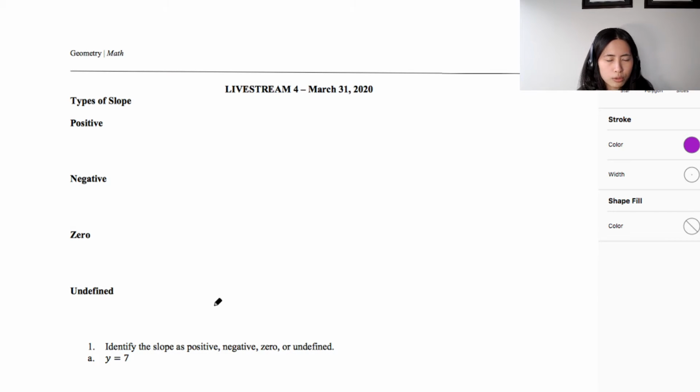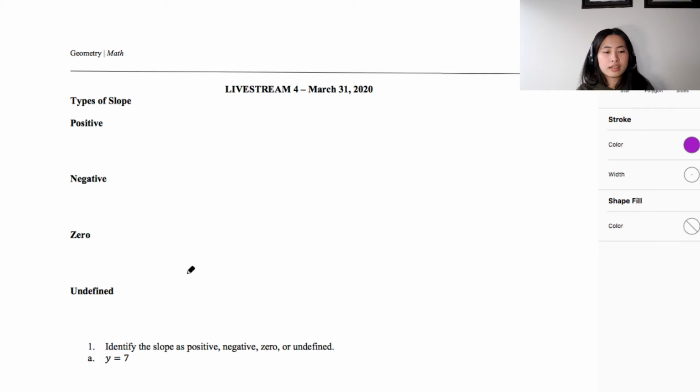So now we're going to move on to the types of slope. I know there is going to be a little bit of an overlap between geometry and algebra 2, because at the end of the day, they're both fields of math, right?